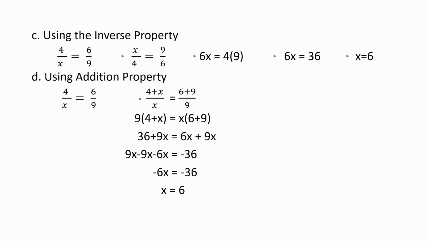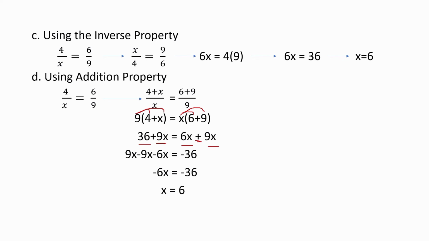Then we're going to apply here the distributive property. Multiply 9 times 4, so we have 36. 9 times x, so we have here 9x. Then on the other side, we have x times 6, so we have 6x, and x times 9, you have here 9x. Of course, the operation between 6 and 9 is plus, so just copy plus.